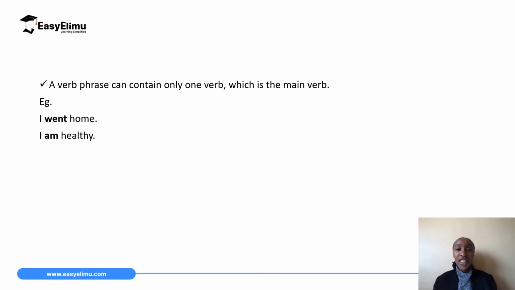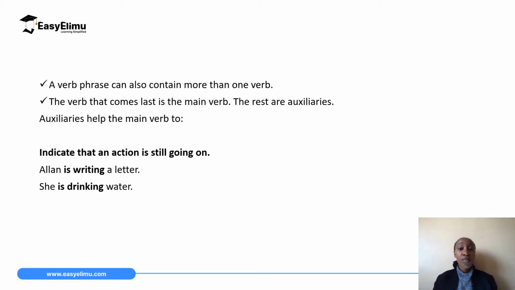So you can find a sentence that has only one verb, and that will be the verb phrase. For example, I went home. I am healthy. It is only one verb, so if you're asked to identify the verb phrase in those two sentences, it will only be the verb went and am. It is also possible to have a sentence that has more than one verb. So that means that it is possible for a verb phrase to have more than one verb.